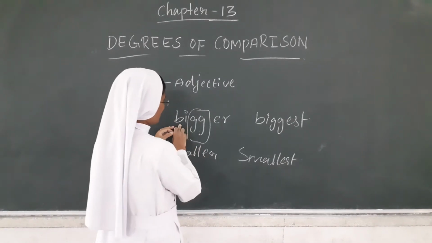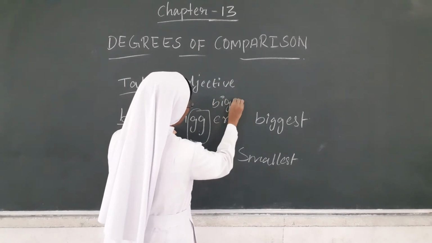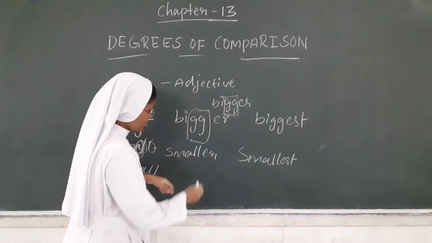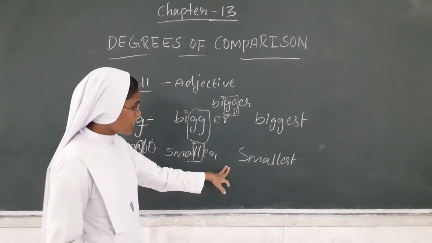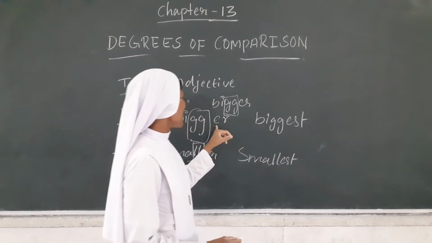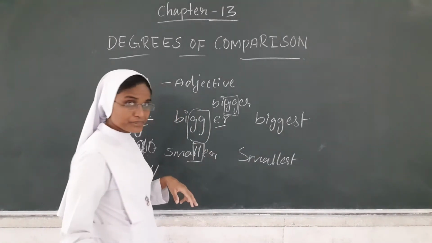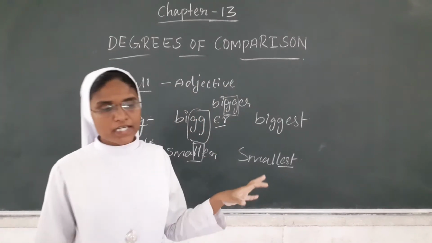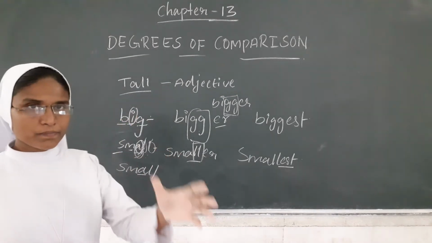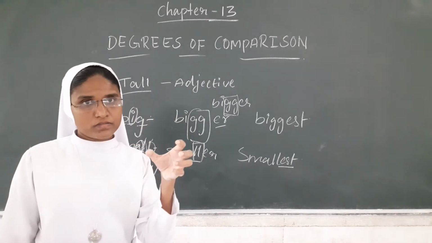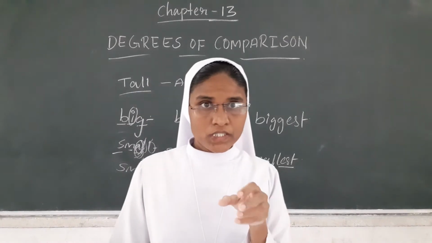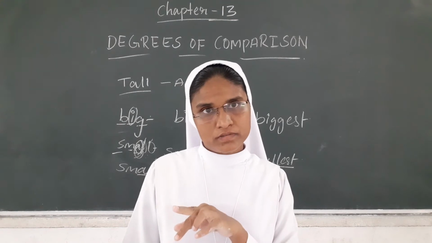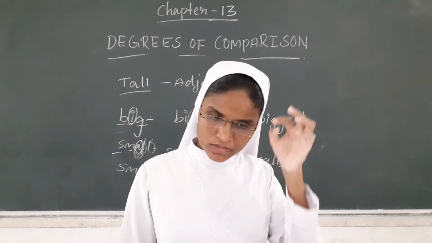For example, B, I, G, G, E, R, bigger. This means we make this a double. Here it is already double, so no, smaller. So for this we add ER, for this we add EST. You understand? This is the difference we should keep in mind. When the small word, a short word, has a vowel in the middle, we use a double consonant.